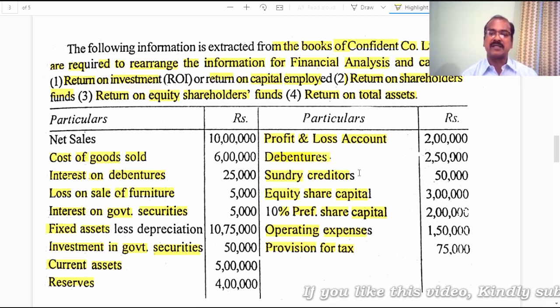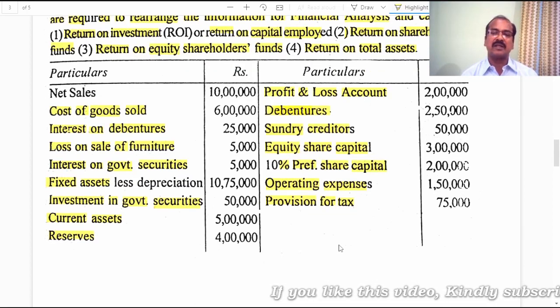Sundry creditors is a current liability. Equity share capital, it's part of equity shareholders funds. 10% preference share capital will be added with the equity shareholders funds to get the total shareholders funds. Operating expenses to be debited in the P&L account given separately. Provision for tax is a non-operating provision and that should be kept separately in the debit side of P&L account. So this is what the understanding from the information given in the problem.